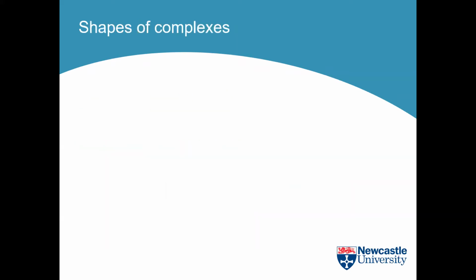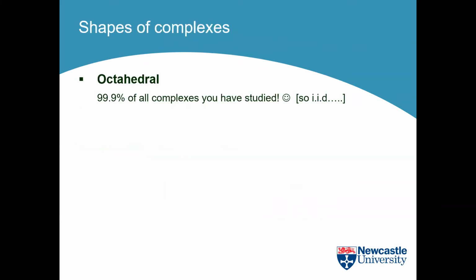So, shapes of complexes. Often students ask me, how do I remember? I'm trying to give you lots of little rules and ways to remember things here, to make sense of it by looking at patterns, because a lot of students tell me they can't see any patterns in transition metal chemistry, whereas actually there are lots. Basically, 99.999% of the complexes you've studied are octahedral. So if in doubt, it's octahedral.